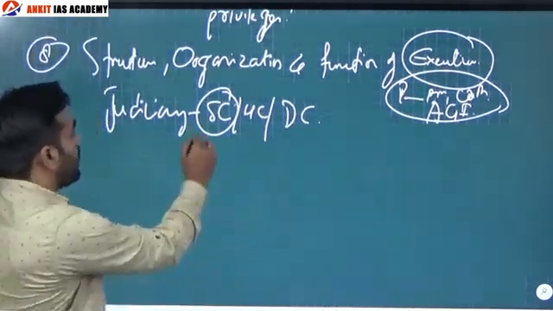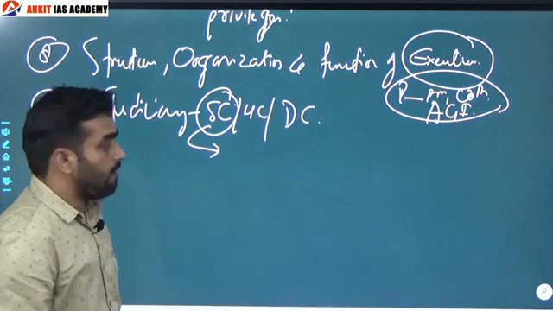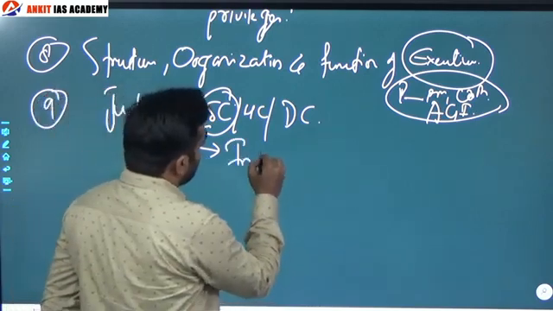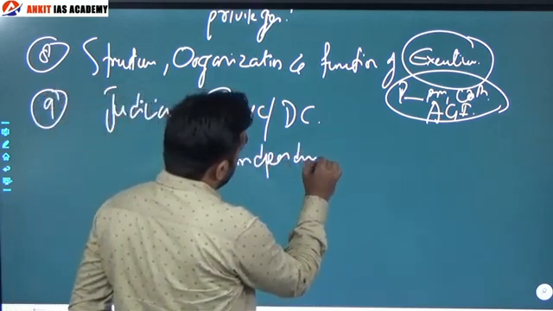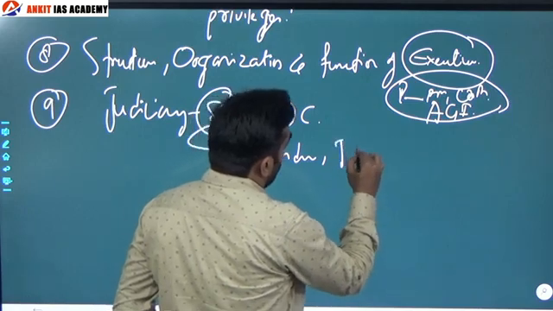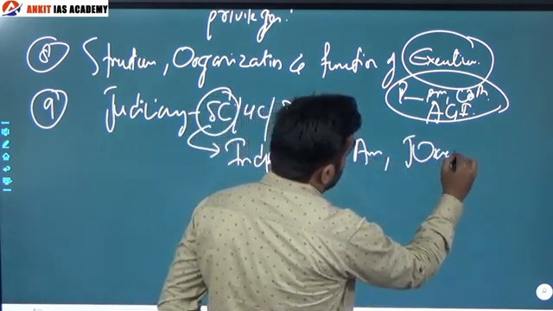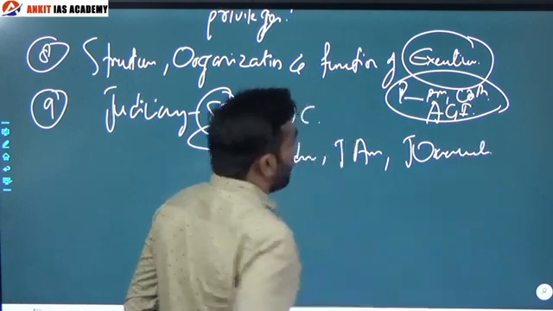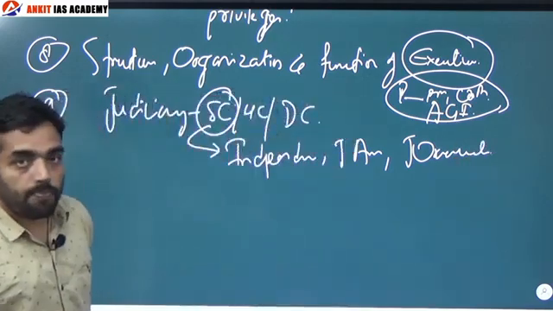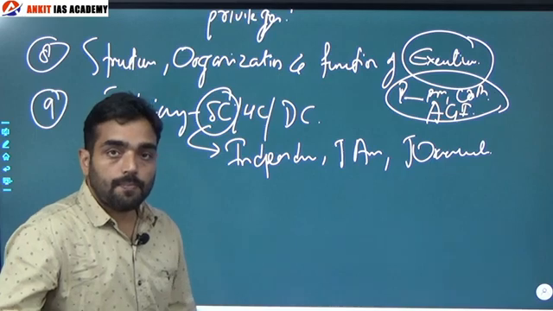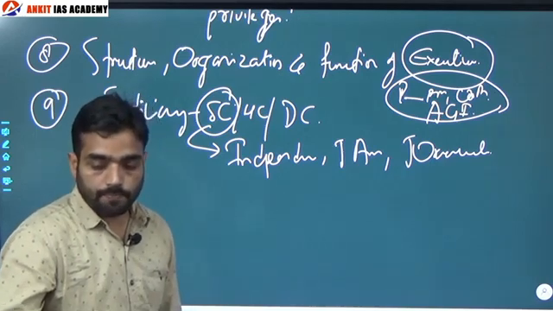And the most crucial point in the judiciary is the independence of judiciary, judicial activism, then judicial overreach. Fine. So these are the issues in the chapter of judiciary.